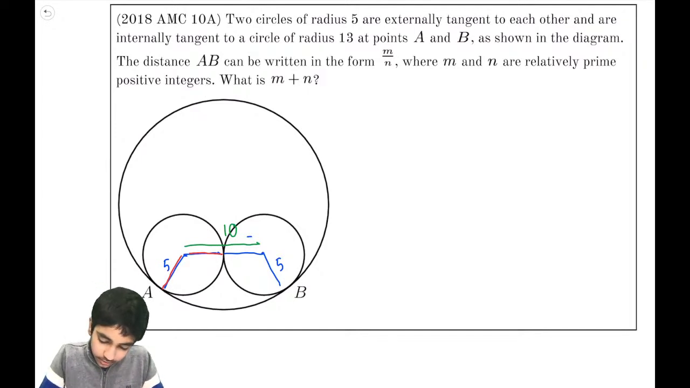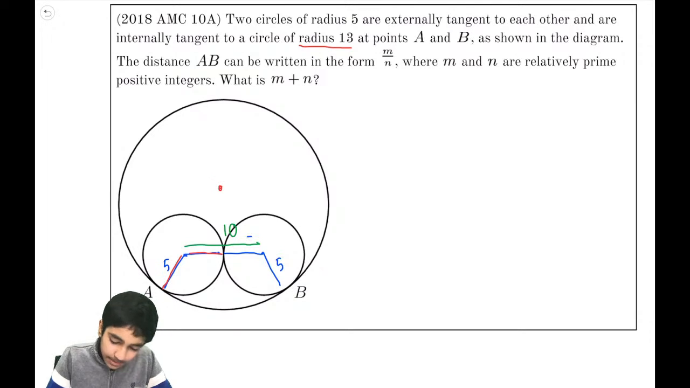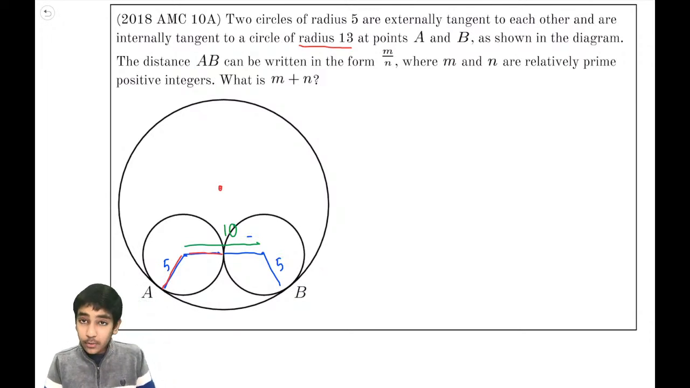What is the information you haven't used? Internal tangent to a circle of radius 13. We haven't used the fact that the big circle has a radius of 13. And again, the big circle has infinitely many radii, but we don't need all of the infinite radii. We just need a few key select ones that give us useful information. So what radii do you think we could draw here from the big circle? What radii are the ones that you think we should draw for the big circle?